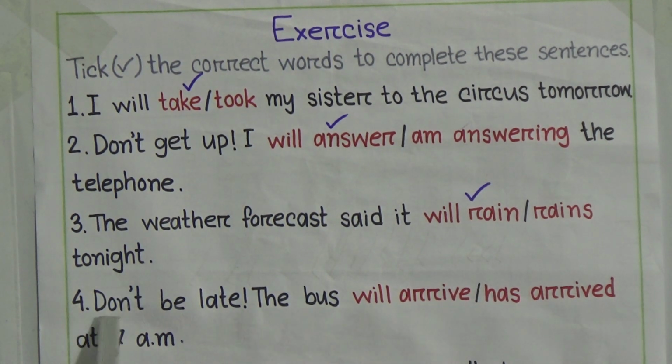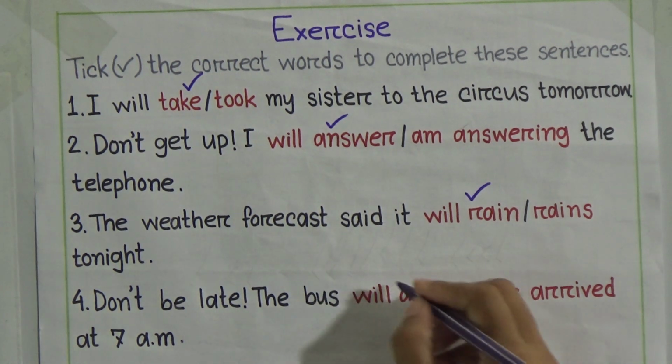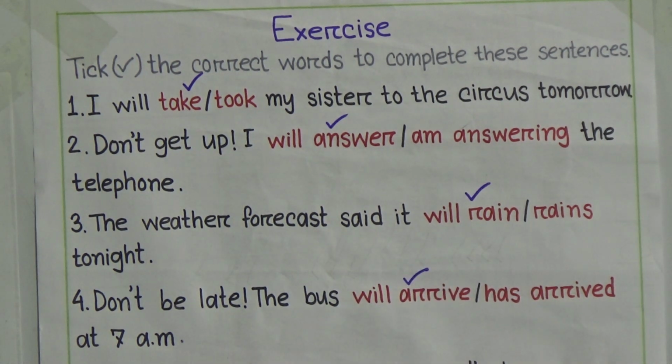Number 4, don't be late. The bus will arrive or has arrived at 7 a.m. So again, it will be in future. So you have to put a tick mark here: will arrive. Will arrive will be the correct answer. Don't be late. The bus will arrive at 7 a.m.